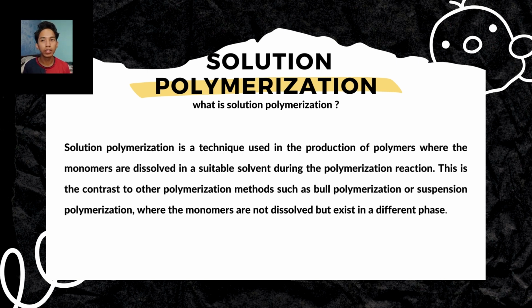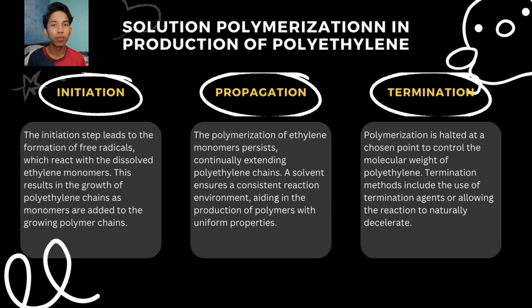Solution polymerization is a process where monomer dissolves in a solvent during the reaction. Polyethylene, a versatile polymer used in packaging and pipes, can be produced using various methods, including solution polymerization. Actually, there is so much to discuss, but I have to take the most important ones. The typical steps for solution polymerization of ethylene include initiation, propagation, and termination. For initiation, the step leads to formation of free radicals which will react with dissolved ethylene monomers. For propagation, the polymerization continually extends polyethylene chains with uniform properties. For termination, it is hard to control the molecular weight of polyethylene.